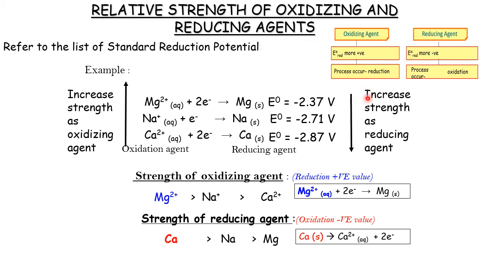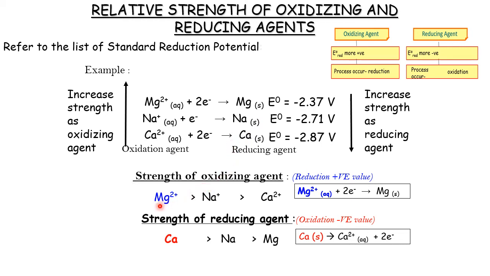Then, if you check, increasing strength as reducing agent. Reducing agent, you always relate with oxidation. Oxidation, we choose a more negative value. So this one has the highest negative value, meaning that, that's why when going down for these three species, the strength of reducing agent increase. Automatically, the strength of oxidizing agent increase from bottom to top, because oxidizing agent have more positive value. This one has more positive value if compared to sodium and calcium.